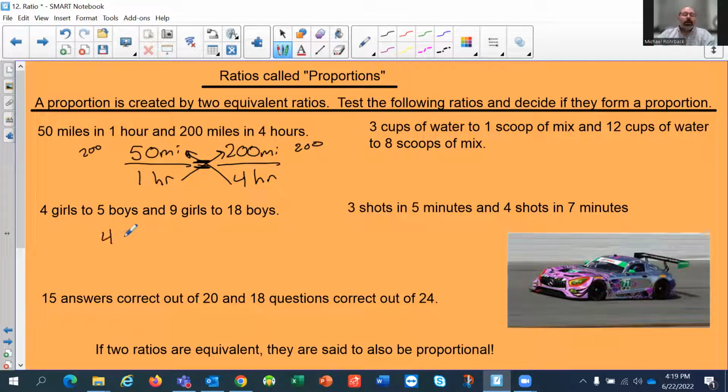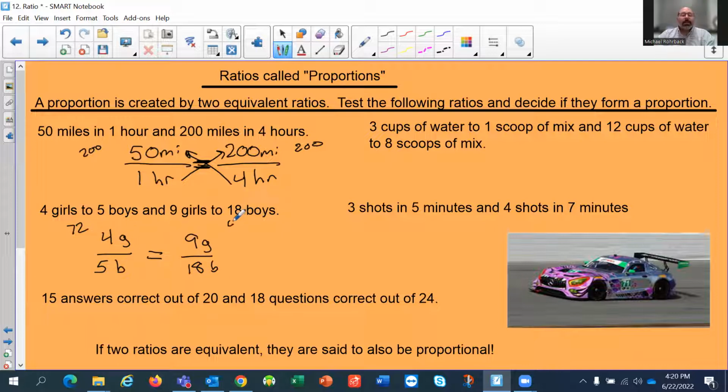So let's check another one. Say you have a classroom that has 4 girls compared to 5 boys, and another classroom that has 9 girls compared to 18 boys. Is it proportional? Is the equal sign here true? Well, 18 times 4. That might be hard to do in your head, but 18 times 2 is 36. 18 times 4 is 72.